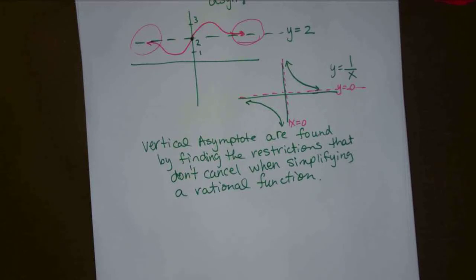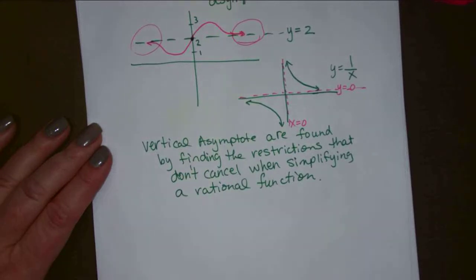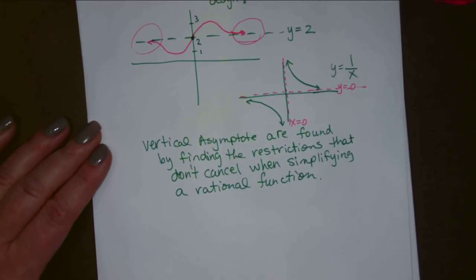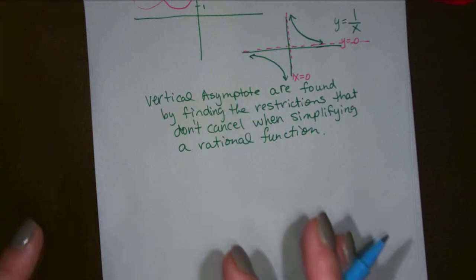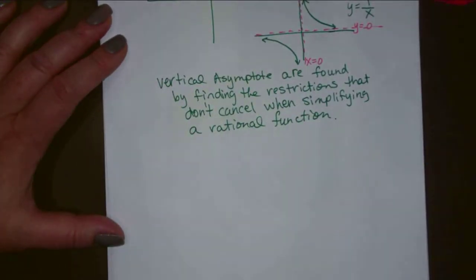Does that make sense? So that's what I wrote here. They're found by finding the restrictions that don't cancel when you're simplifying. Sometimes we cross off restrictions that cancel. We kept track of them, but those are not the vertical asymptotes. They're actually just a hole in the graph. We're not going to see those in this class, but that's what they are. If they cancel, they're a hole in the graph. If they're still there at the end, they're an asymptote. Okay. And we're only going to see simplified ones. The definition doesn't matter, but you'll see it more because you'll get more complicated ones when you do calculus.